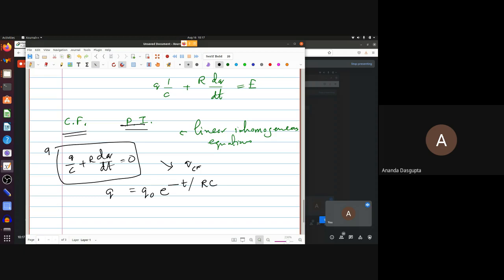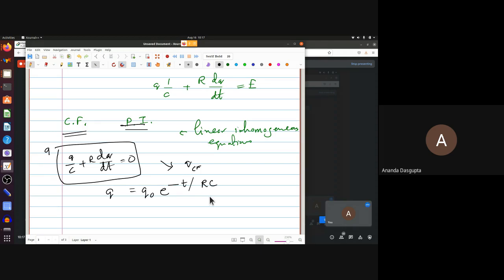Well, let's just make an estimate here. For example, if you are using an RC circuit with a resistance of 1 kilo ohm and capacitance of 1 microfarad, then RC, the product, is just 1 millisecond. Kilo into micro is a milli. So that means that if you go to tens of 20 milliseconds, e to the minus t by RC will be so small that you will not be able to see its effect at all. So 10 to 20 milliseconds after you switch on your circuit, your complementary function goes away. You're just left with a steady state behavior.